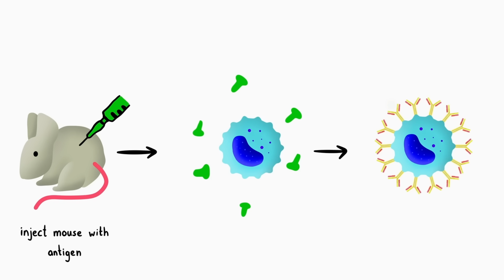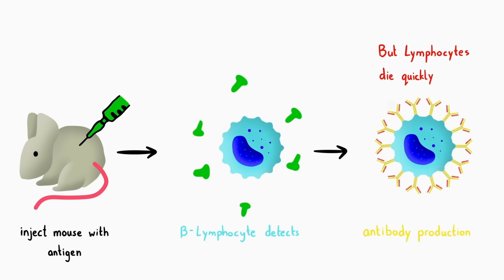The process begins by stimulating mouse lymphocytes to make a particular antibody. This is done by injecting a mouse with the specific antigen the scientists want to target. However, lymphocytes don't survive long in laboratory conditions. This presented a significant challenge when scientists first attempted to produce antibodies artificially.